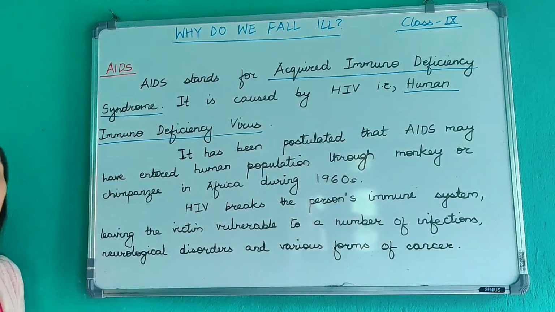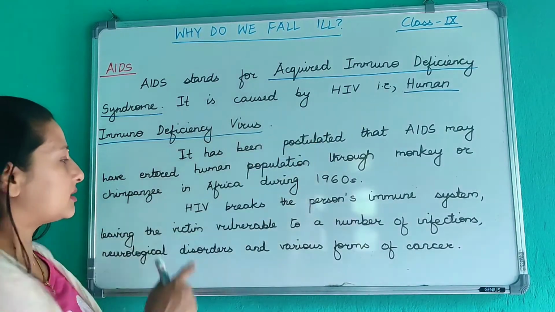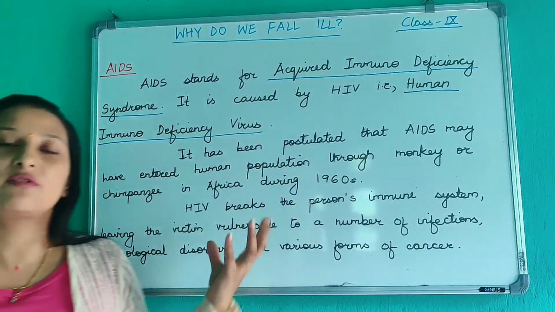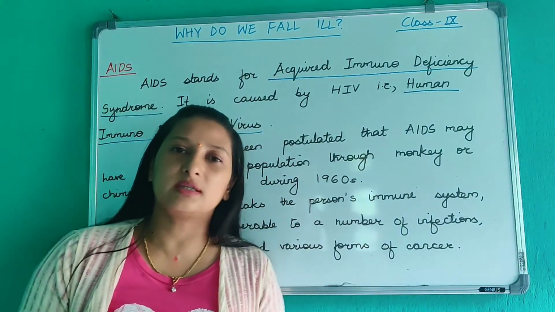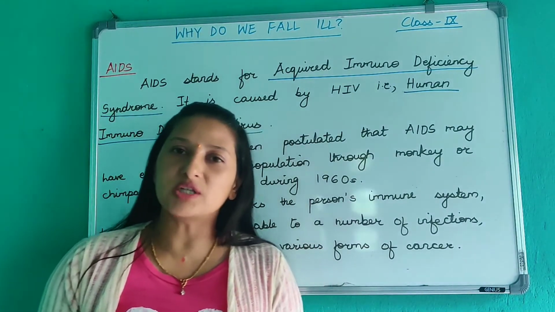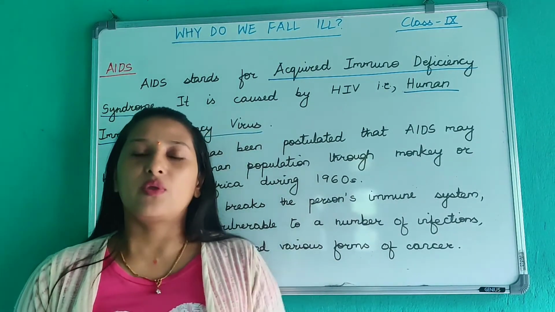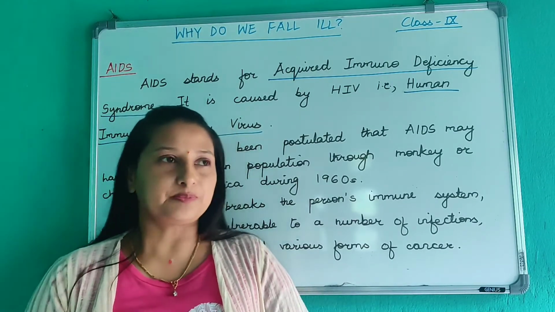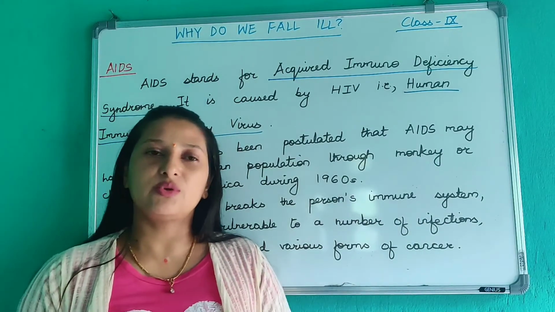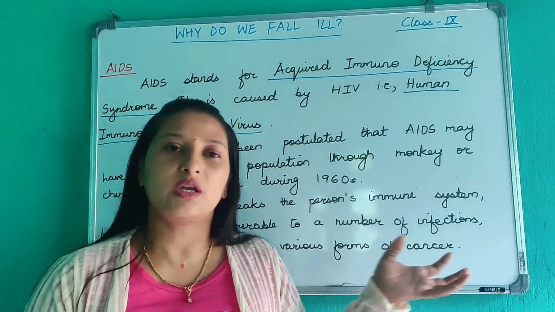That means when a person is affected by AIDS, the person has HIV virus. Now, what does the HIV virus do? HIV virus actually attacks the person's immune system. Immune system is the defense system of the body. So it attacks that immune system, and when your defense system is weakened, the person becomes a victim to a number of other infections. Since your immune system is not that strong, you will contract a number of other infections.